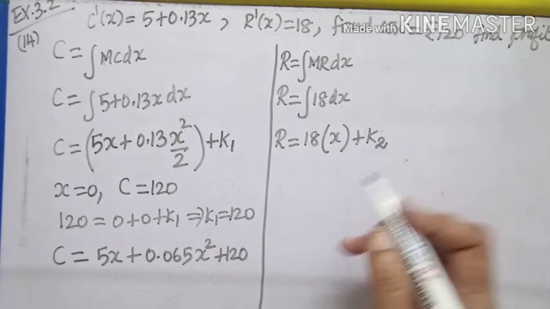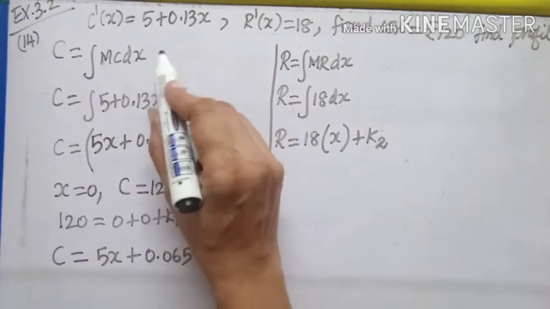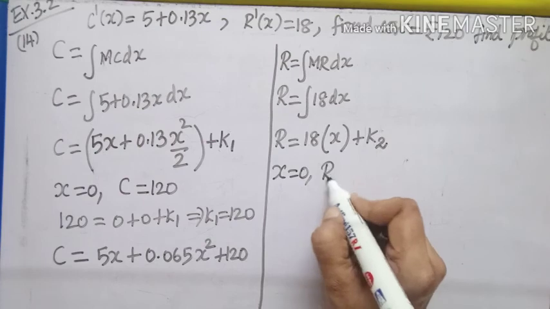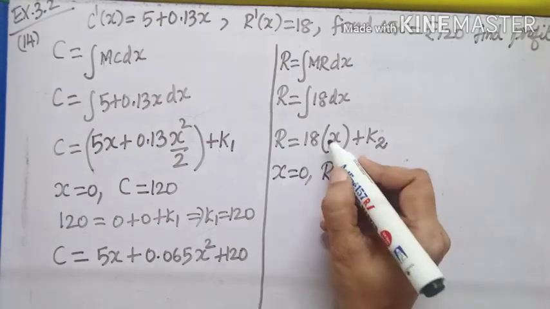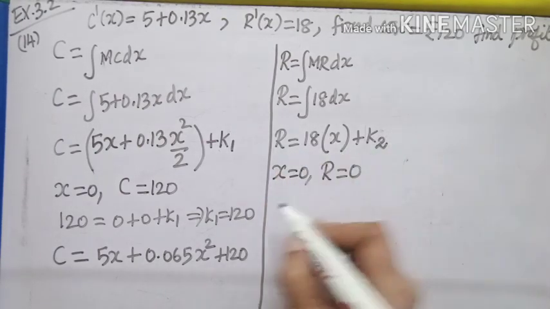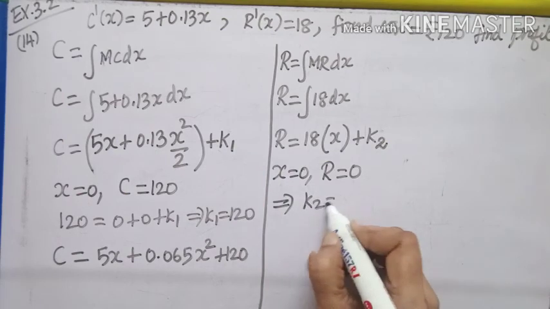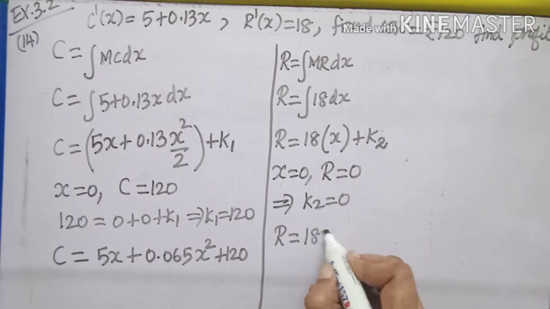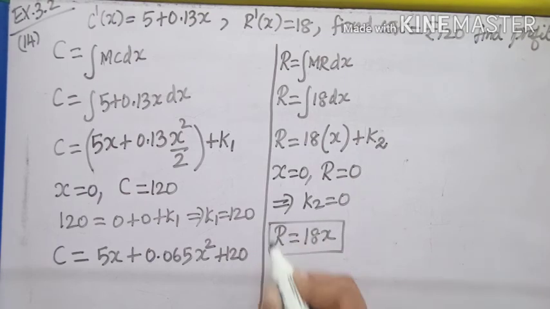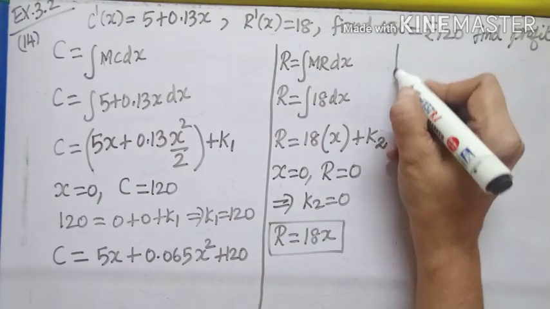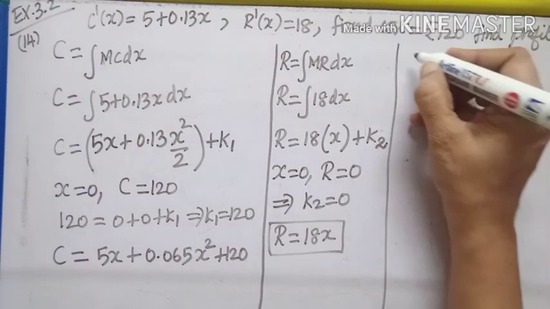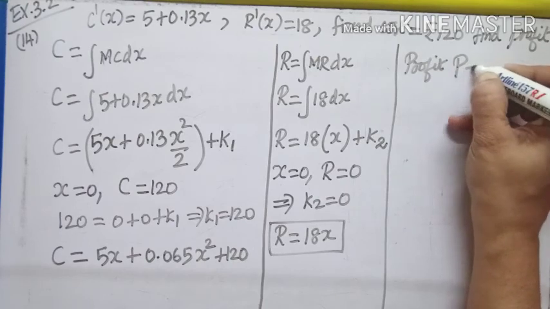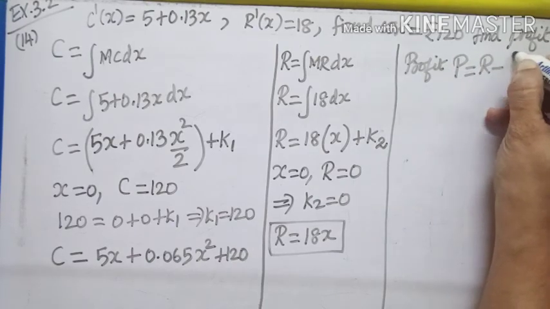So let me take k2. No revenue condition is given. x 0 means R is also 0. Putting x 0, R 0, we get k2 is 0. So we get R equals 18x. As we know R and C, my question is to find profit. So we write capital P for profit, which is R minus C.